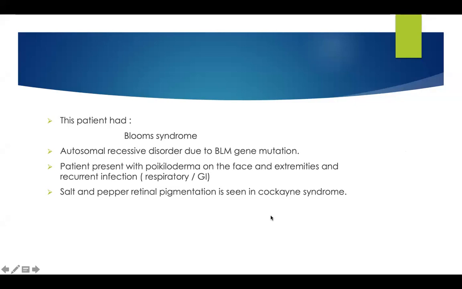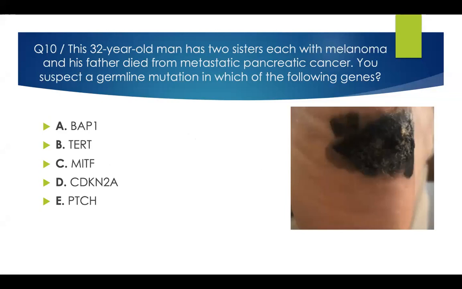Okay, let's go to question 10. This is a 32-year-old man who has two sisters, each with melanoma, and his father died of metastatic pancreatic cancer, so two things in one. You suspect germline mutation of which of the following genes? Absolutely right. Now, all of you agreed that it is D, CDKN2A, and you remember that because they have two things, familial melanoma and the cancer syndrome. So two things in one. So CDKN2A will go two in one, okay? Also with the CDK4, okay? And the other, but these are very important for the two to be present, okay? Do you remember that PTCH is associated with which syndrome? That's a very important syndrome. Yes, it's Gorlin syndrome. Yes, just to refresh your mind.